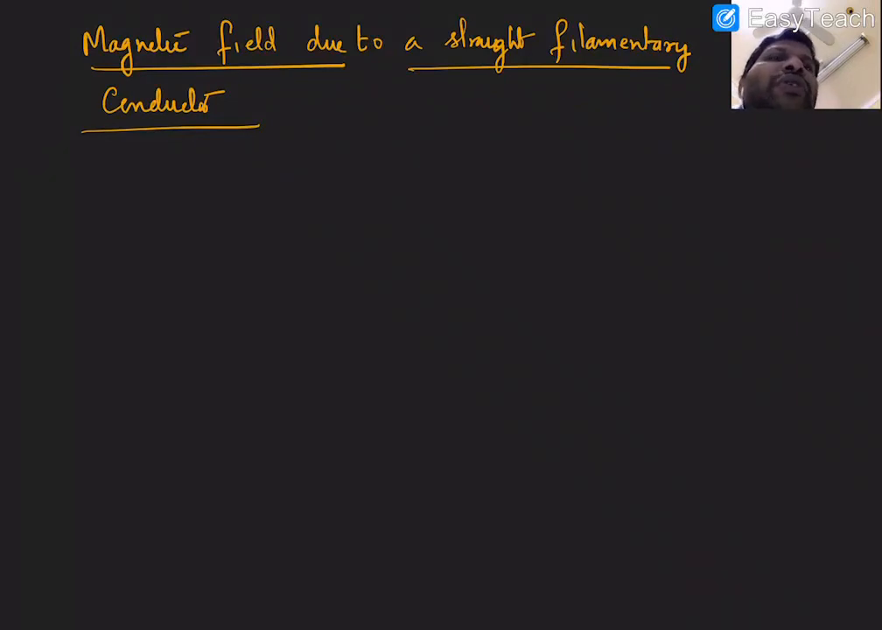In this video we will see what is a magnetic field due to a straight filamentary conductor. So let us assume that there is a current carrying conductor which is carrying the current in this direction, okay, and we will define before that some axis.